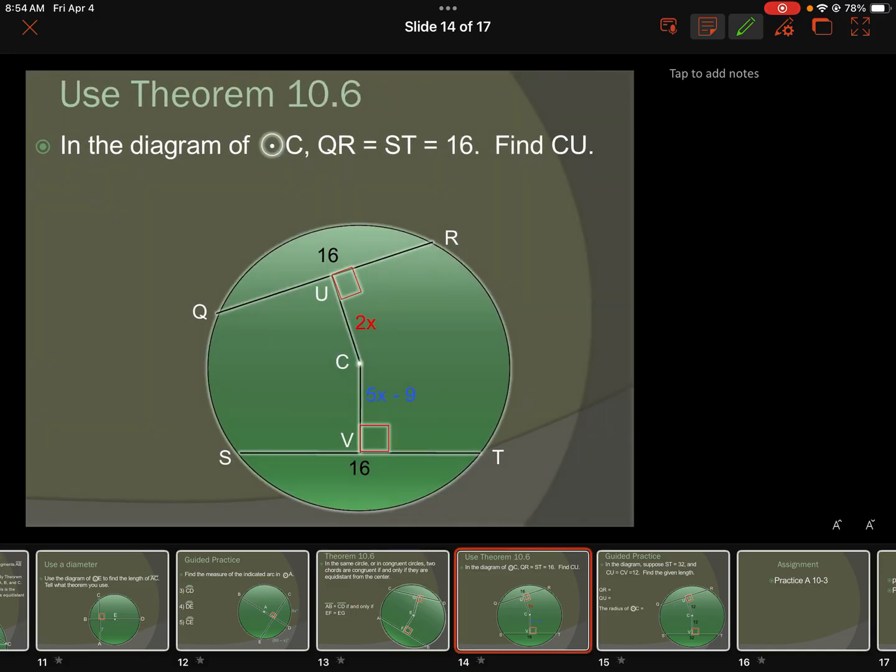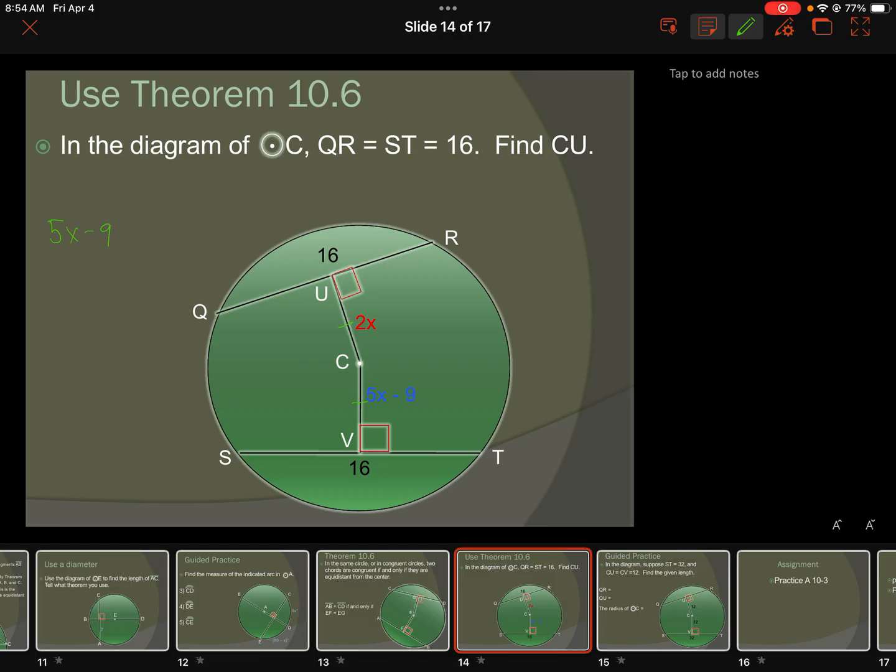Let's try an example. In this diagram, we have circle C. Segment QR, that's a chord, has the same length as segment ST, which is also a chord. They both have a length of 16. We want to find the distance from C to U. Okay, so here's what theorem 10.6 says. Your chords are congruent. That means the distance those chords are from the center have to be congruent. Now, obviously, you have to have right angles there. That's how you measure a distance from a point to a line.